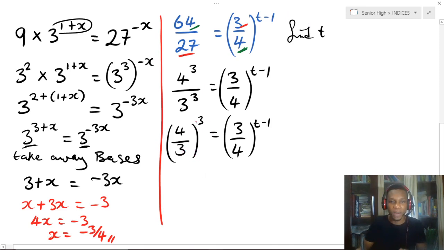What can we do here? We can apply the negative index law to either one of these, either this or this, to flip it. If I apply it here, it means I will flip this one. If I apply it here, it means I will flip this one.